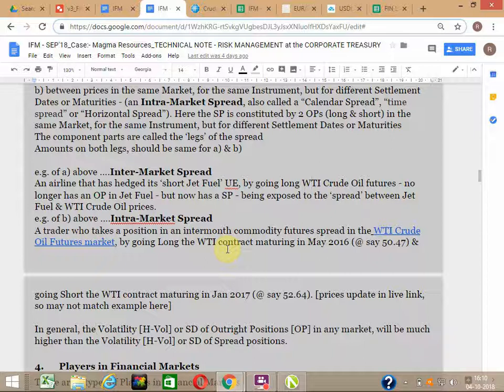Inter-varsity means different universities competing against each other. Intra-varsity means all colleges within Delhi University, within one university. In the same way, intermarket is between two different markets, when one is a jet fuel market and one is a crude oil market, and you take the spread between the two. Is that clear? Now we are looking at an intra-market spread within one market. The same market is crude oil, essentially crude oil futures if you take a market instrument combination.